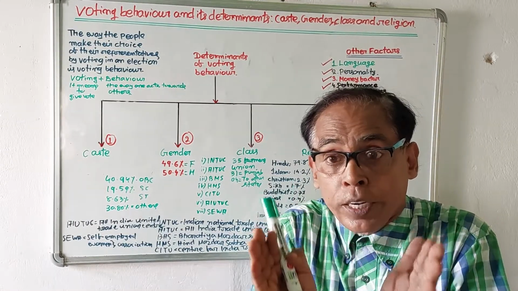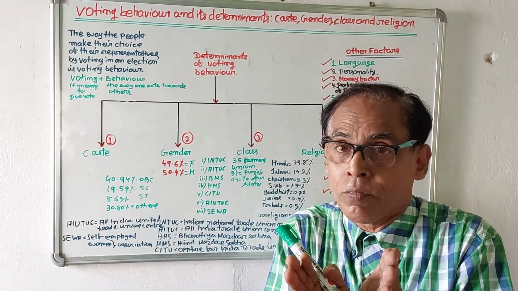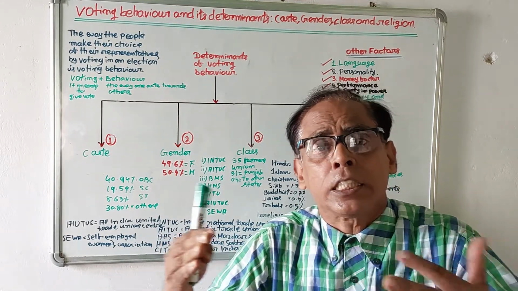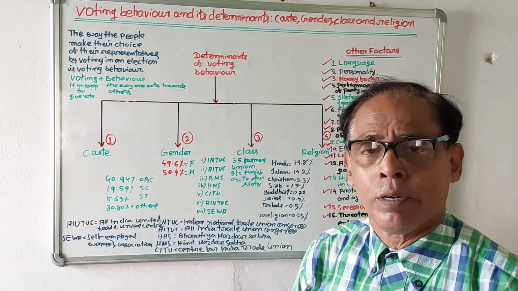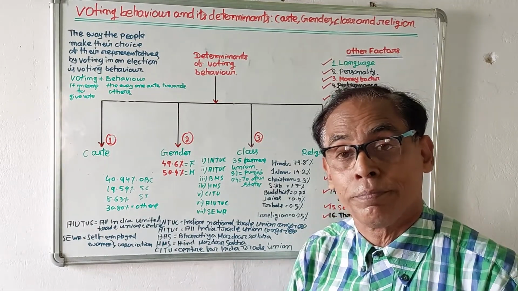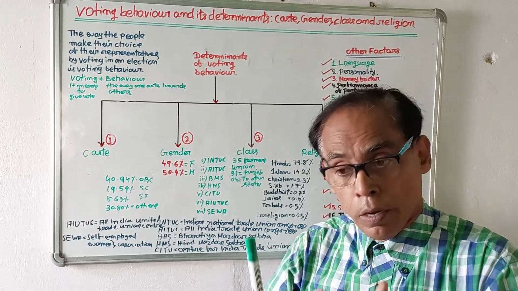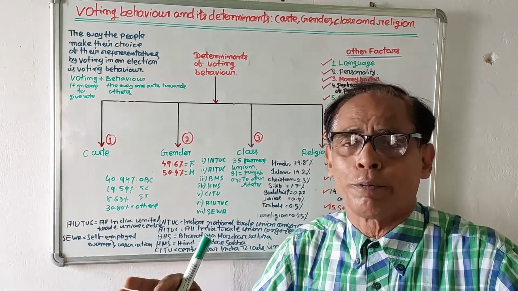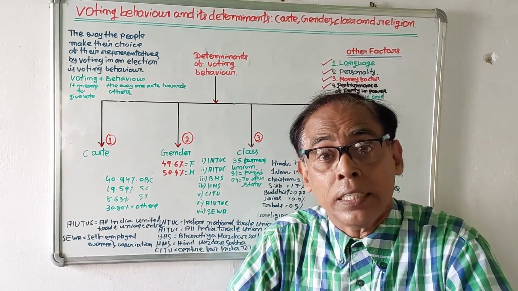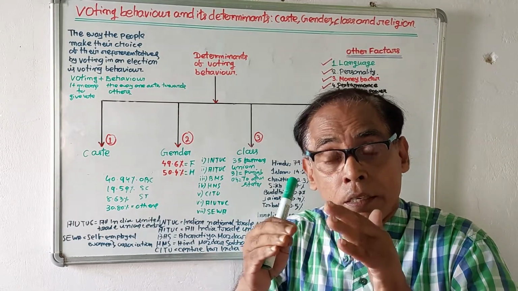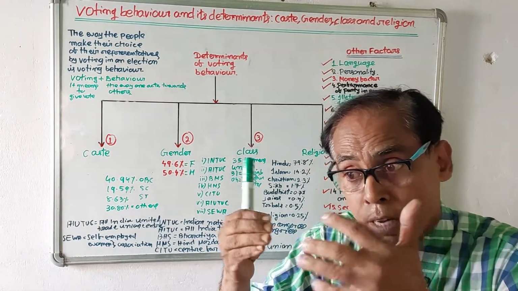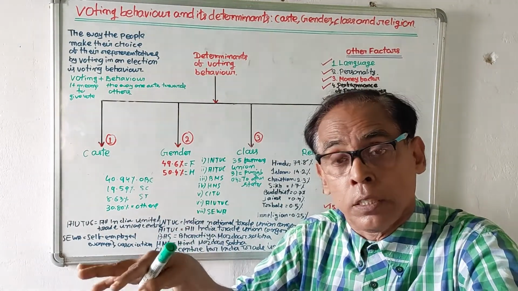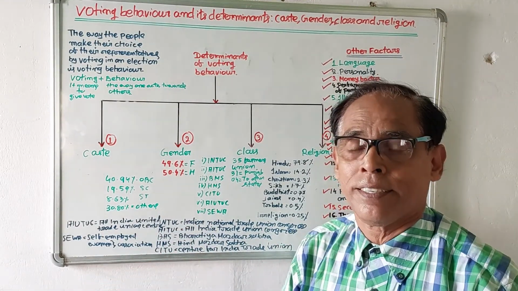Okay, viewers? Number 3, class. Class is also an important determinant of voting behavior. In India, different classes are found, like the farmer class, labor in factories. And these classes and different trade unions have influence on these classes.